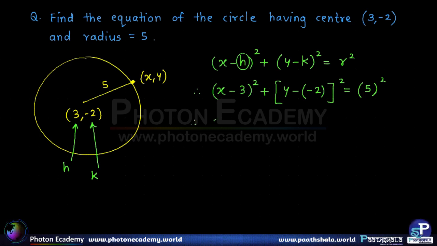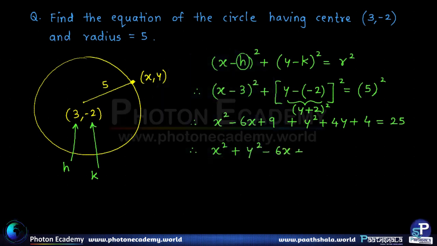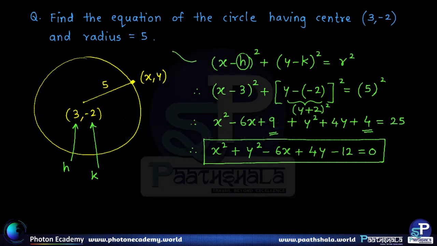Now we can of course simplify this. We have x square minus 6x plus 9 plus, now y minus minus 2 ultimately gives us y plus 2 to be squared, correct? So on expanding that square we get y square plus 4y plus 4 is equal to 5 square, which is 25. Therefore, collecting all the like terms, first we write all the quadratic terms, then the linear terms, and at the end the constant. So 9 plus 4 is 13, minus 25 is minus 12, equal to 0. So this is how we get the equation of the circle starting with the center radius form of the equation of the circle.